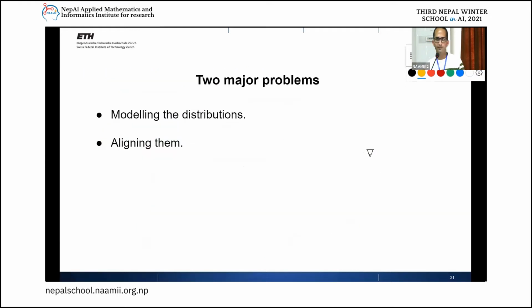But the main problem in this case is that modeling the distribution is not easy, because I gave you the example of uniform distributions just in 1D, right? But we're talking about whole images and audios or text and so on, in very high dimension. So modeling the distribution is not easy. Aligning those distributions is not easy either. And these are the two problems that we will be discussing in today's lecture and later: how you model the distributions implicitly and how you align them.